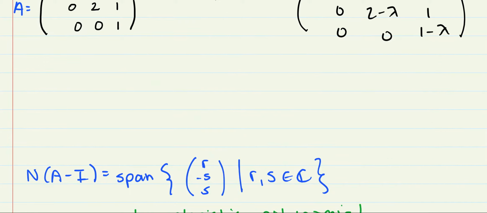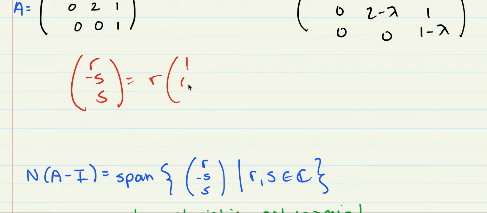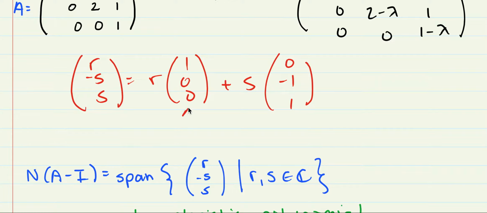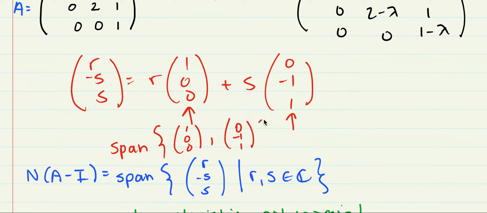So what is a basis for this space? Since r, 0, 0 plus s times 0, negative 1, 1, we get that our basis consists of these two vectors. So it's the span of 1, 0, 0, comma, 0, negative 1, 1.